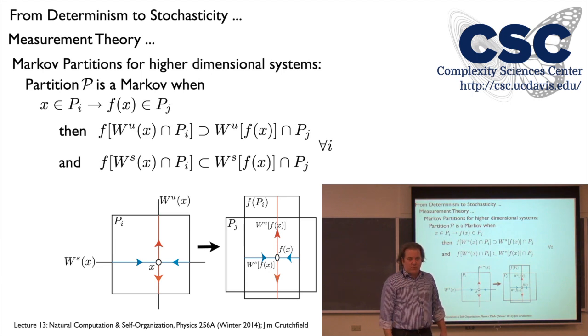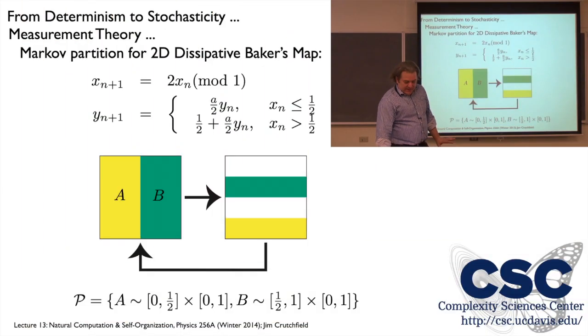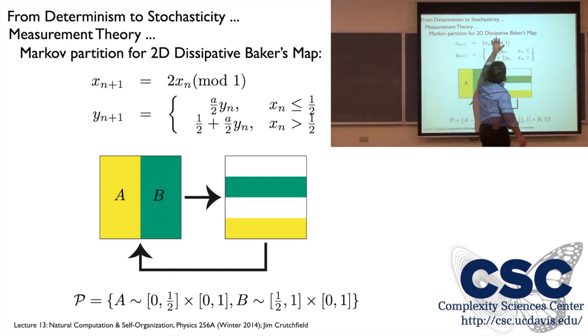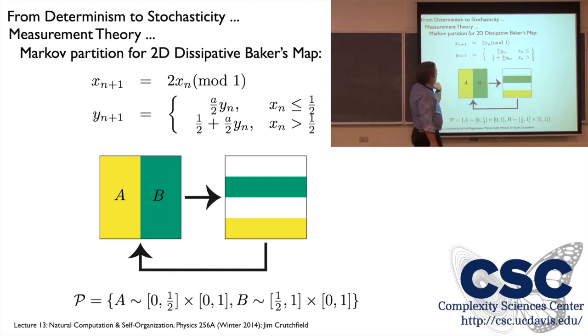Now again, why does this work? That requires quite some time to establish. Instead of spending two weeks proving that that's the general definition, let's do two examples. One is straightforward and familiar. We studied before the dissipative Baker's map in two dimensions, right?